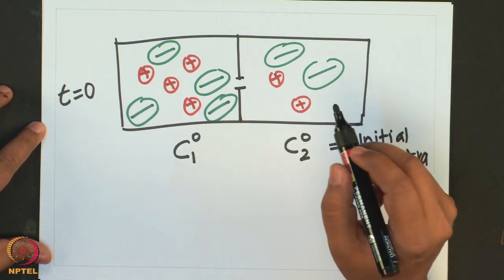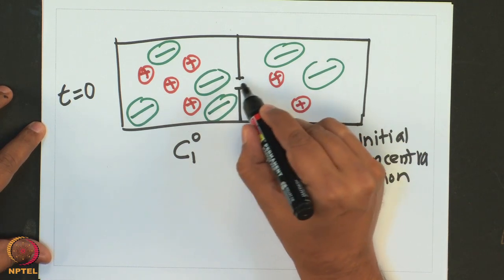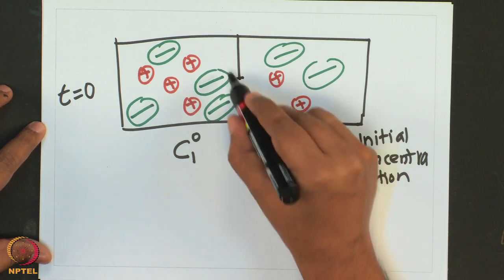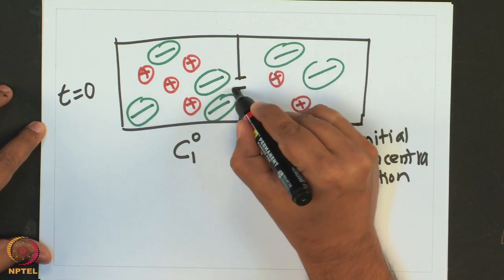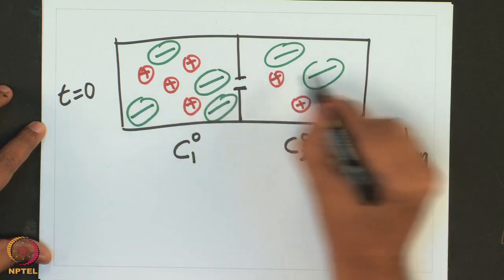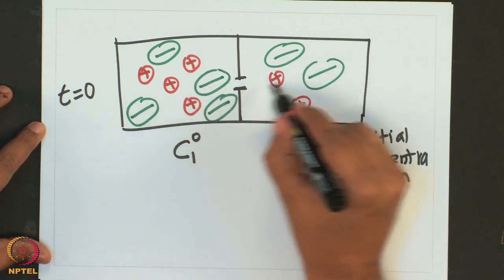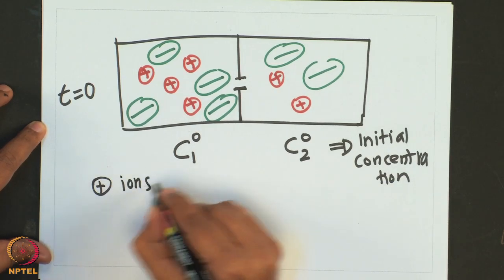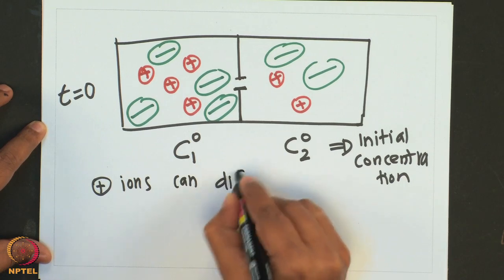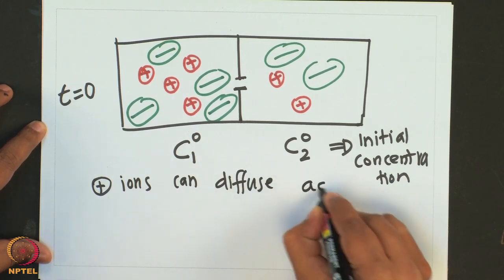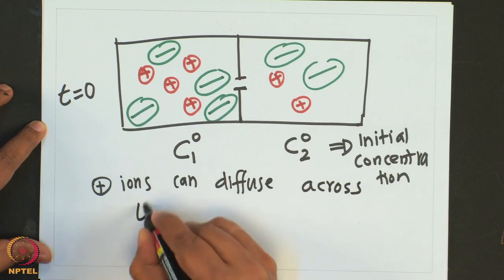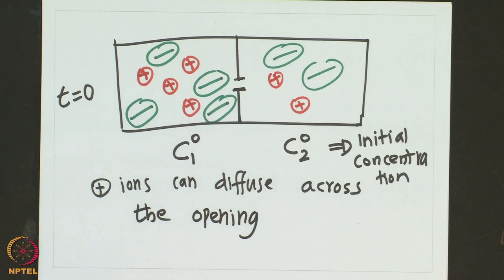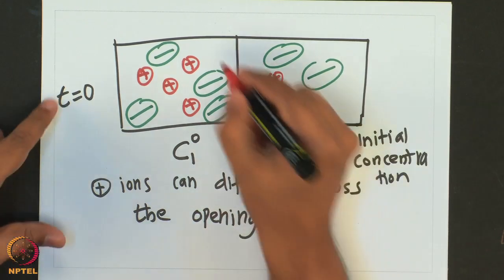Now, there is a small opening here through which only the plus ion can diffuse. The minus ions are too big for this opening to diffuse. So, plus ions can diffuse across the opening. Only plus ions can diffuse, so plus ions will diffuse.